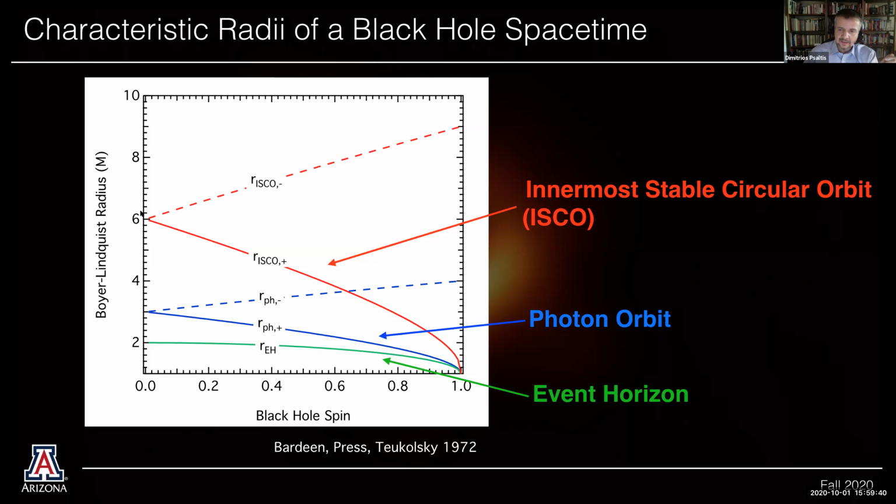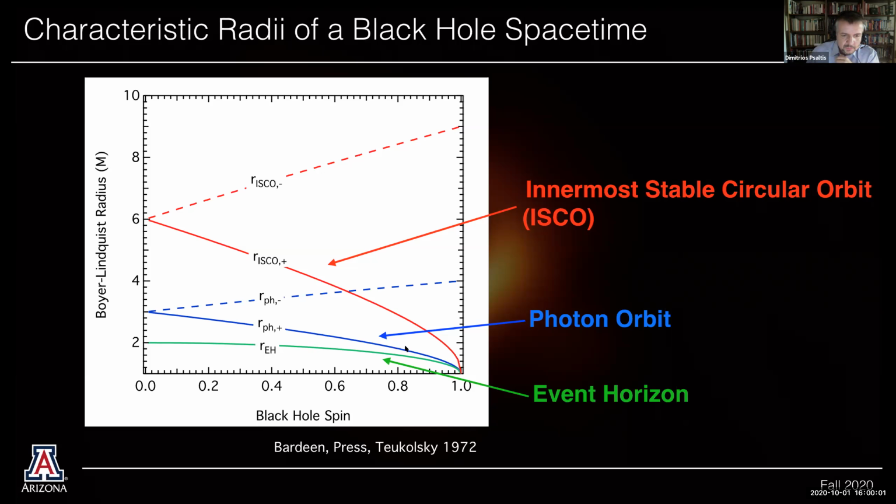The red curve is the innermost stable circular orbit. Matter slowly drifts inwards until it hits the ISCO. Inside that, there are no more stable circular orbits and matter just plunges. And that means that most of the emission in the accretion flow is actually coming from outside that ISCO.